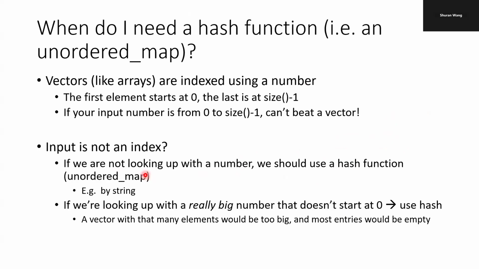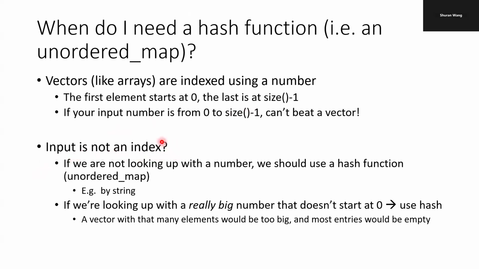So vectors are indexed using a number. It is a continuous range where the first element starts at 0 and the last is at size minus 1. So if you are using an index into some sort of data structure, nothing can beat a vector.